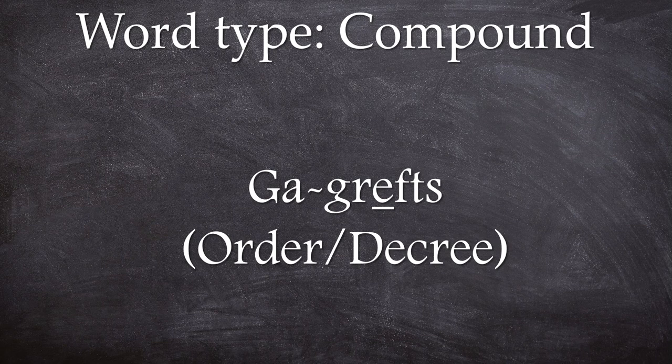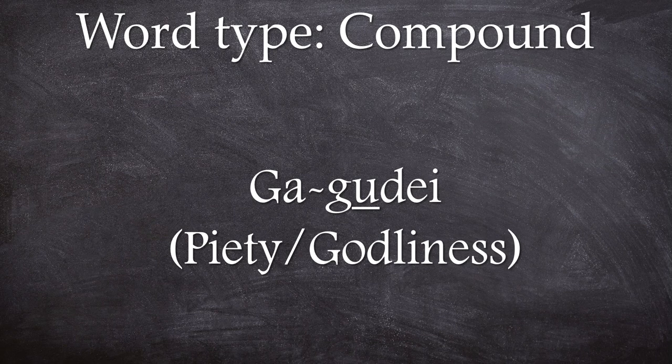It goes on the second element of a compound. Most of the time, not all the time, but most of the time, when you see a word with the ga prefix, the stress goes on the second part. Here we have another example of that: gagudi.